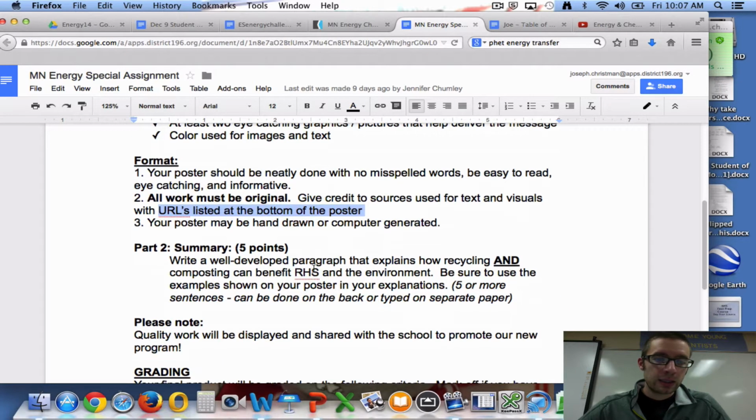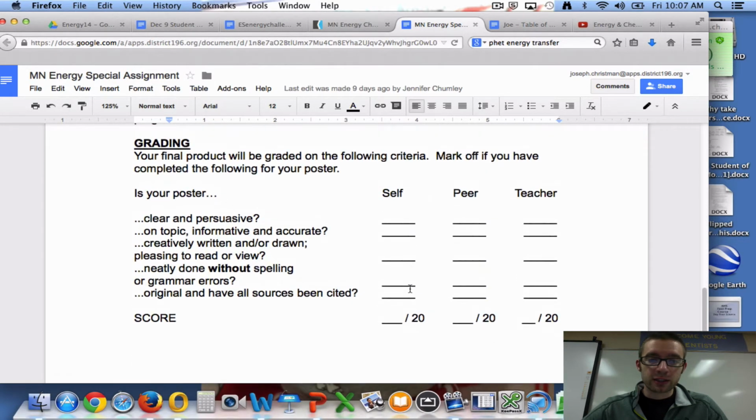All right. The last thing you're going to need to do is write a short little paragraph that explains how recycling and, so now we're talking about both, recycling and composting can benefit Rosemount High School and the environment. Okay. 5 or more sentences. You can do this on the back of your poster or on a separate sheet. Okay. Grading scale is down here. So make sure you keep that in mind.